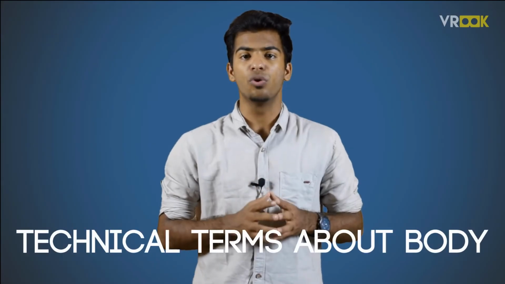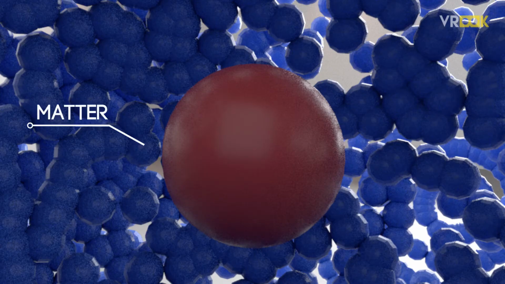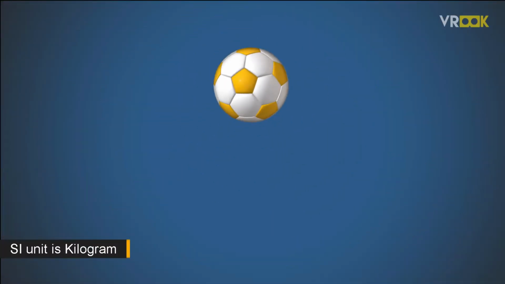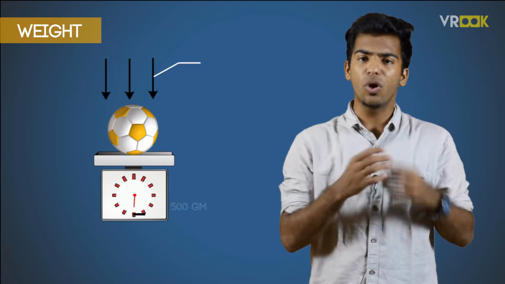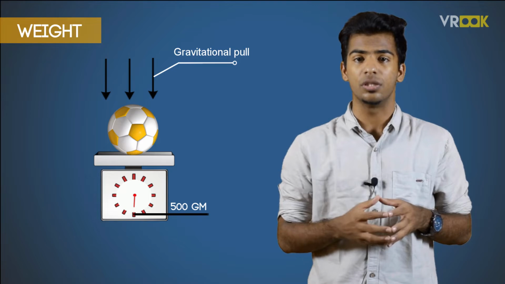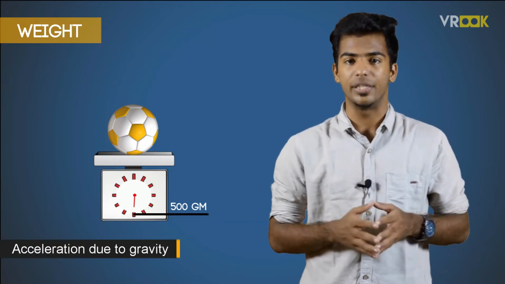Now, we'll learn about few more terms associated with bodies. First comes mass. It is the total amount of matter present in any body and we measure it in kilograms. A body having certain mass will be attracted towards Earth due to gravitation. Because of this gravitational pull, the body will experience an acceleration towards the Earth. This is called acceleration due to gravity.